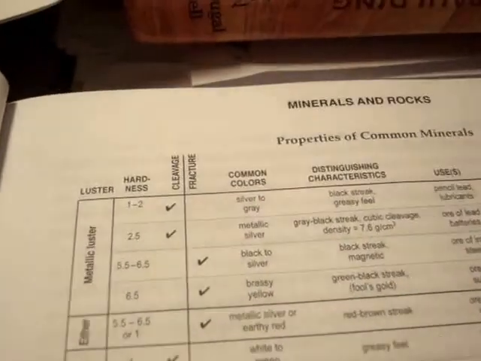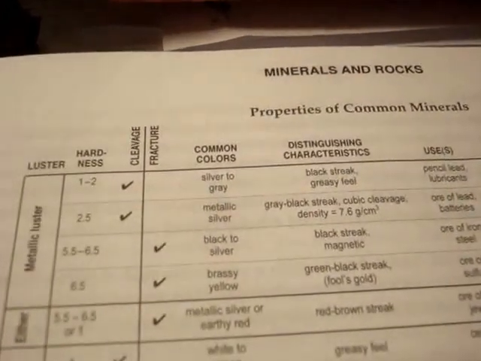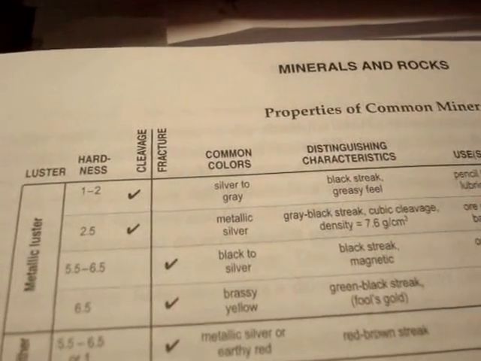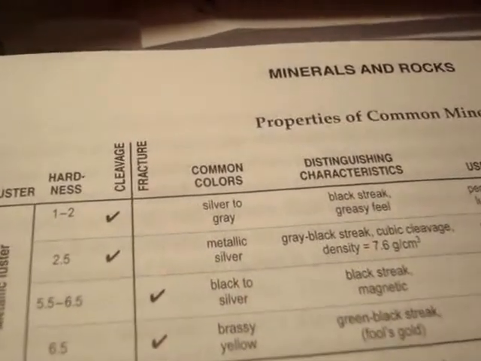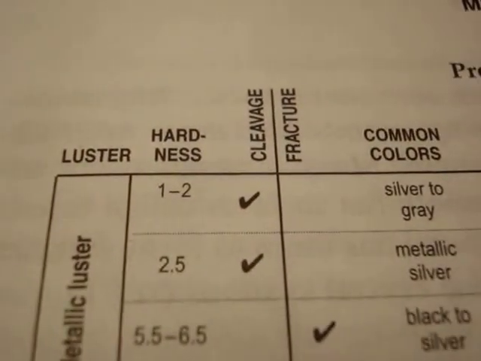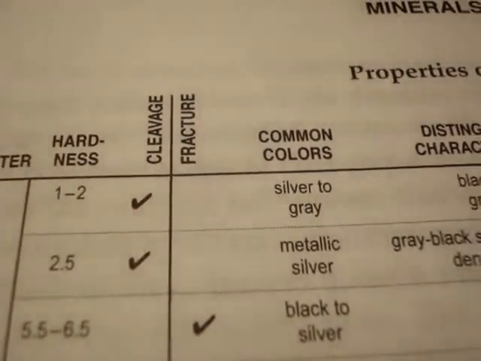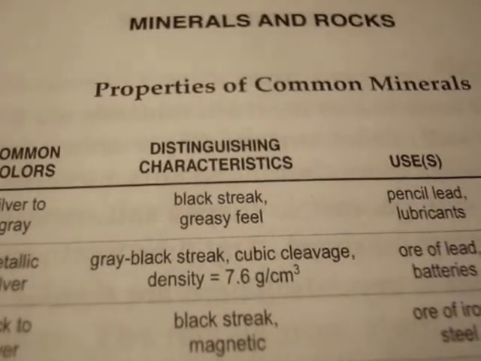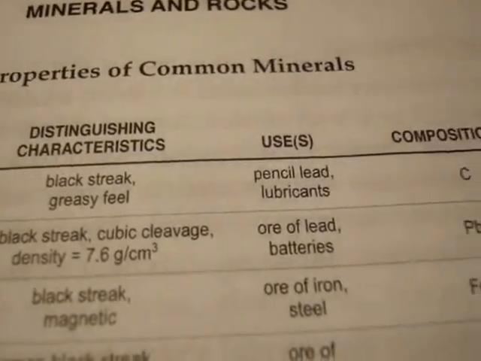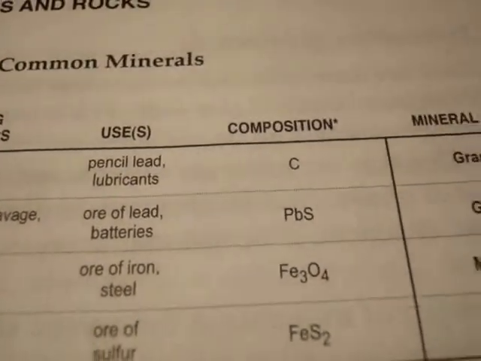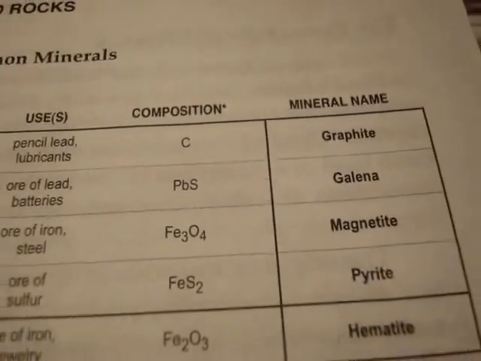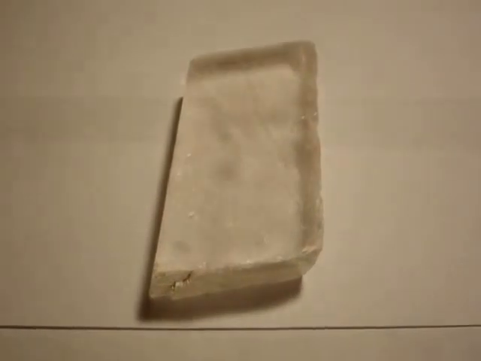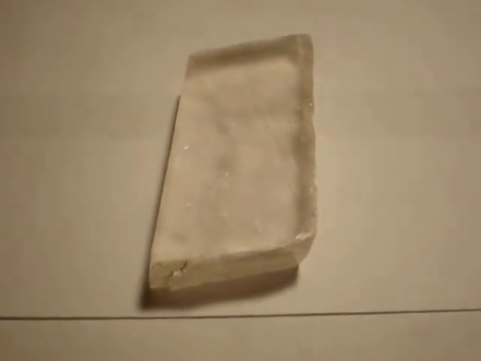And just a quick review. The earth science reference table for minerals is broken up into several categories. It's going to tell you the luster, the hardness, cleavage, fracture, common colors, distinguishing characteristics, its uses, the composition, and finally the mineral name. So essentially, this is going to be a process of elimination. Okay, so let's use this mineral right here.